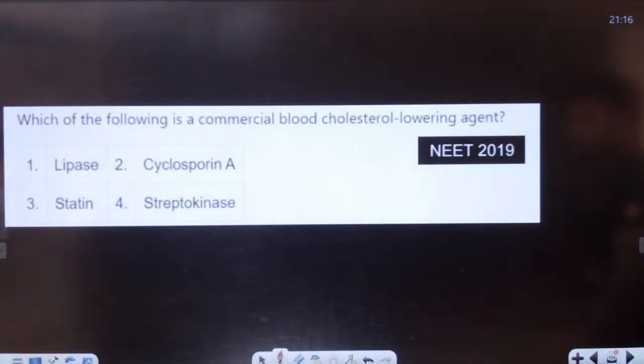Solve this question, all of you. Which of the following is a commercial blood cholesterol lowering agent? I told you, it will decrease the cholesterol in the blood. That is your statins. Very good.